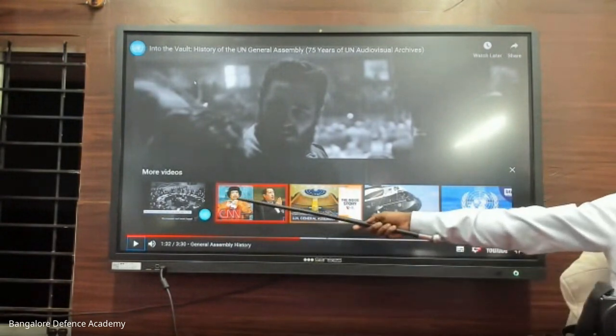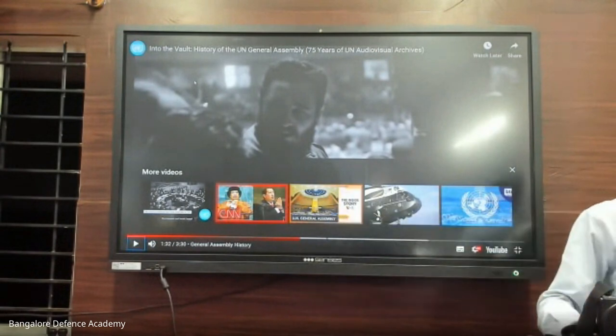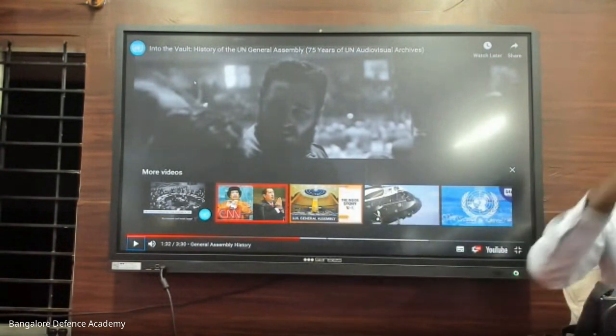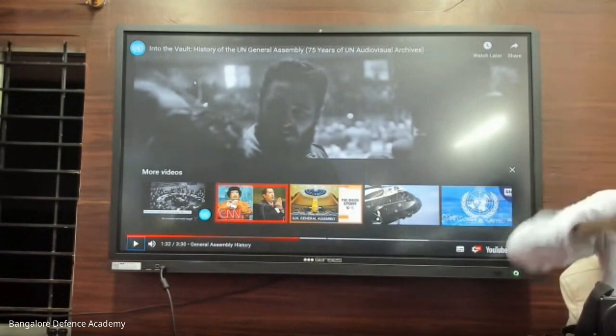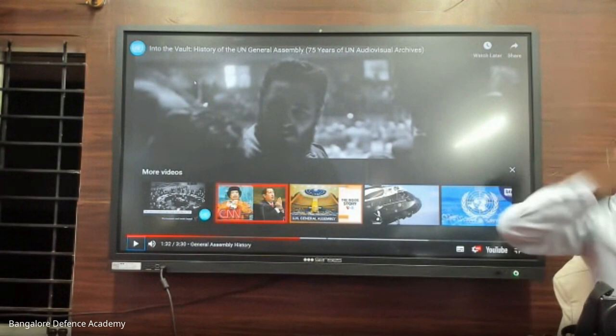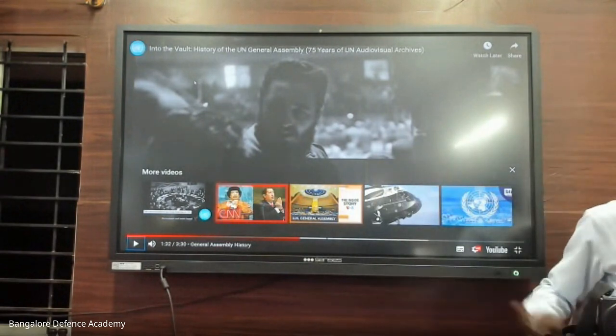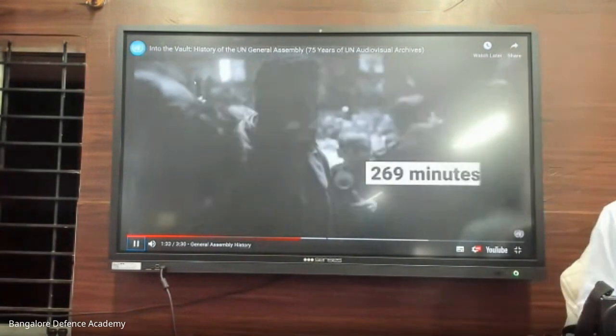Next. Can you see this man here? His name is Muammar Gaddafi. He came for the speech. He took the United Nations rule book. He said no country is following the rules, so I will tear this. He tore the book and threw it. You understand? So that is what these people are. Look at this.